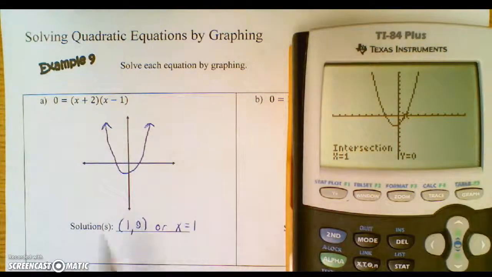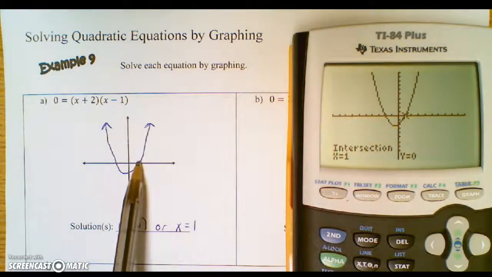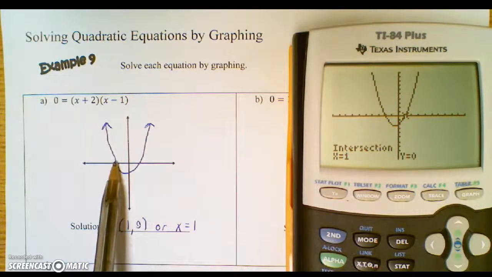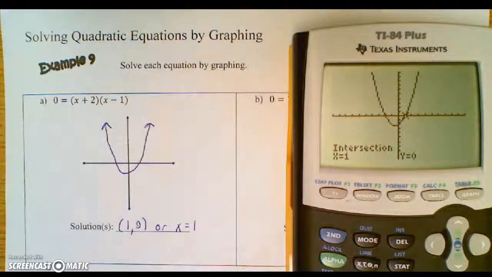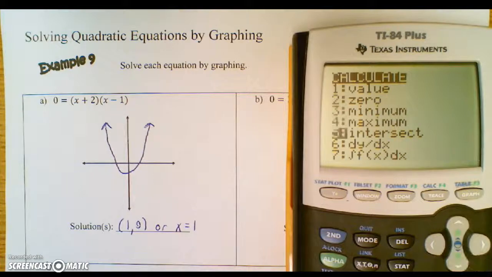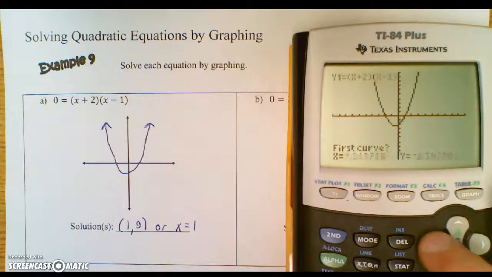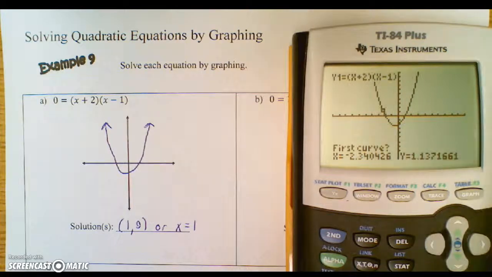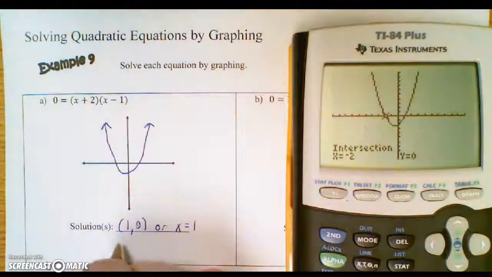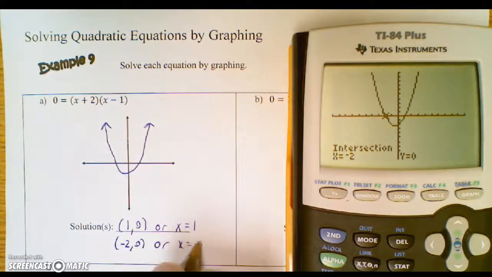We have to do this again because remember there's a symmetrical shape here, so on the parabola there's one answer, and then on the other side of the line of symmetry there's another answer. So I have to hit second, trace, intersect again. This time I'm going to move my cursor a little closer to the left, near that other intersection point. I hit enter, it moves to the second curve, I hit enter again, and then it guesses, and it tells me my next solution, (-2, 0), or x equals -2. Each answer is acceptable, and in most cases we're going to write these answers as x equals.